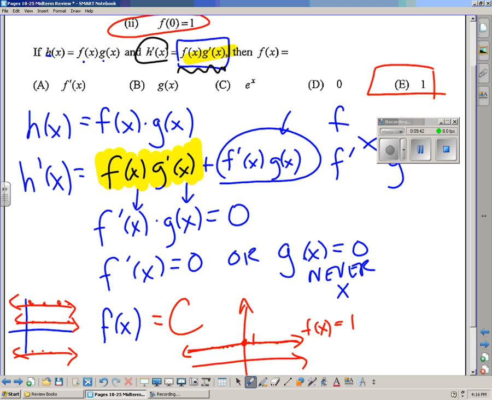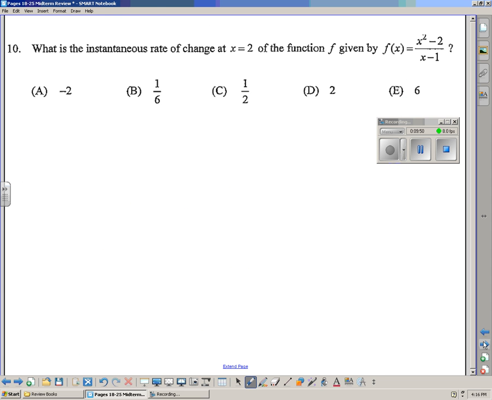Tough question, especially when you look at the choices and go, well, I could have just guessed E and maybe gotten it right. That's a hard question. All right. Number 10, what is the instantaneous rate of change of the function at x equals 2?